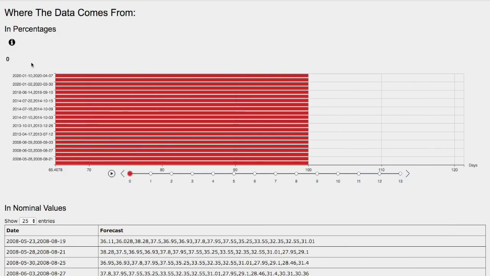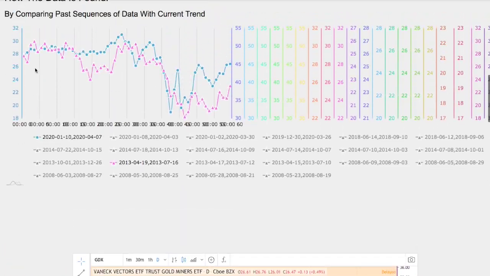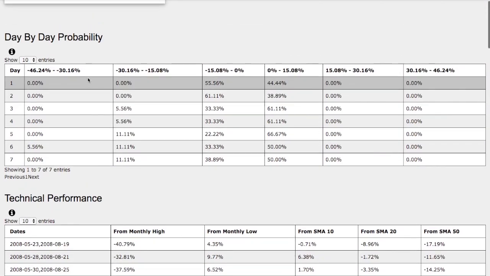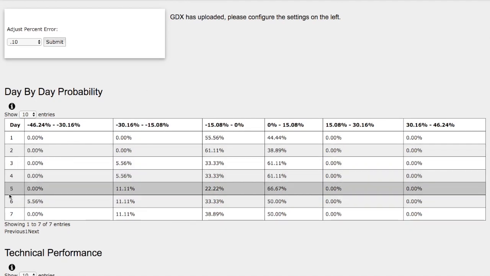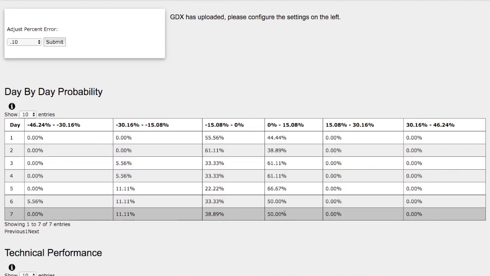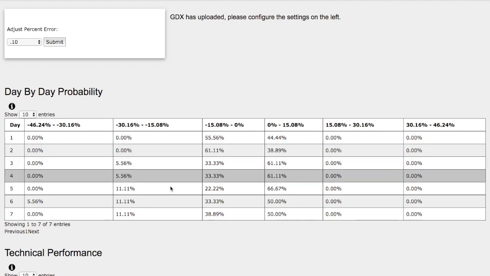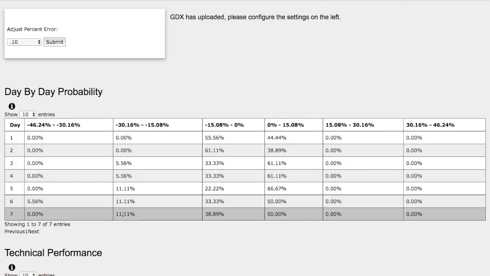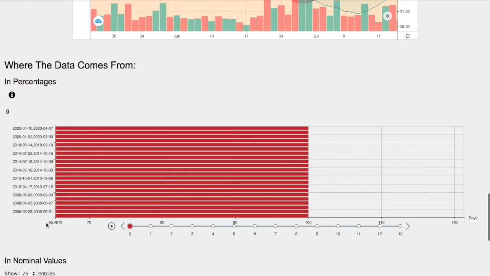So back to the day-by-day probability model. Again, this model is now available in the link below, so do check it out. As the days progress to the 7th day, we have a 50% chance for gold miners to climb higher between 0 and 15%. On the other hand, we have a 39% chance for gold miners to fall between 0 and negative 15%. And in the extreme case, we have an 11% chance for gold miners to fall between negative 15% and negative 30%.